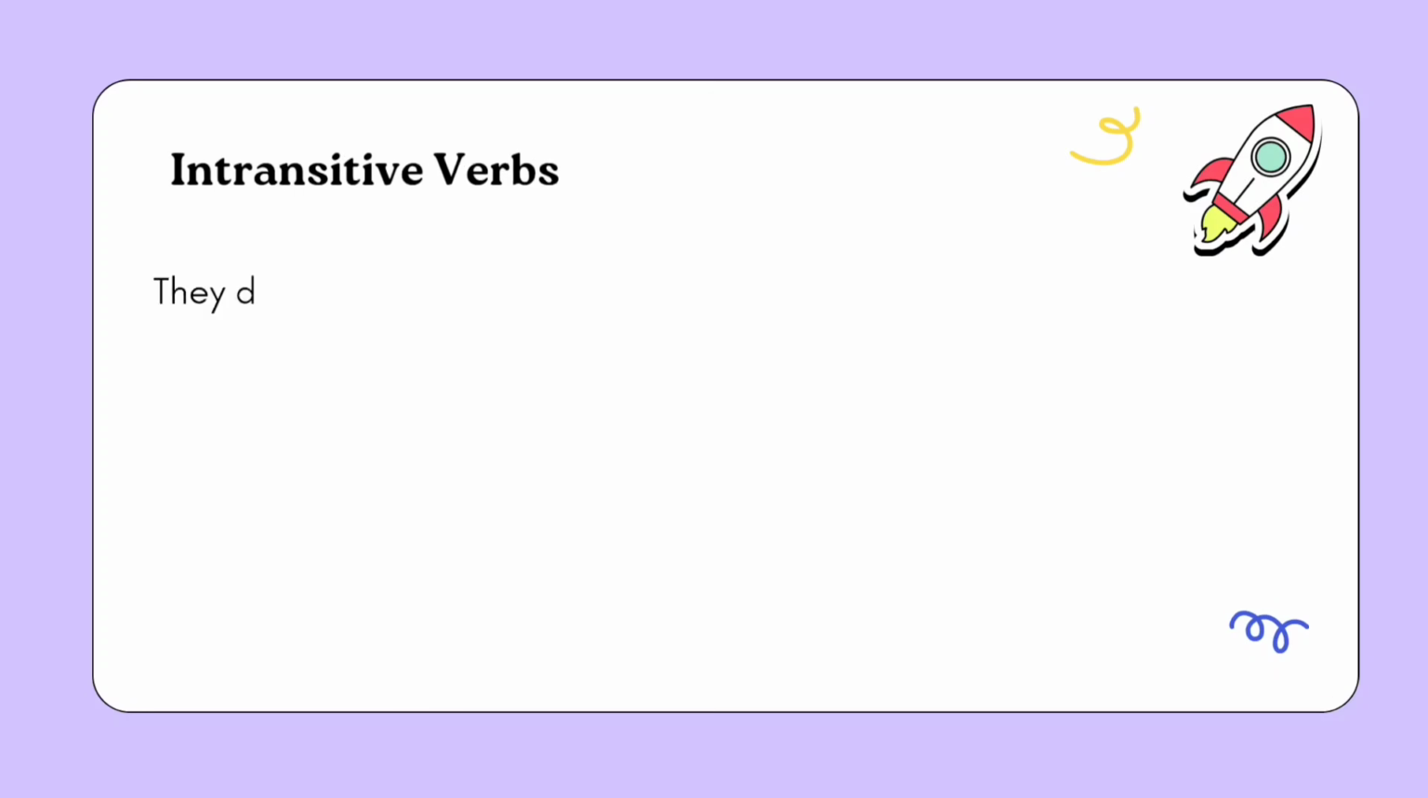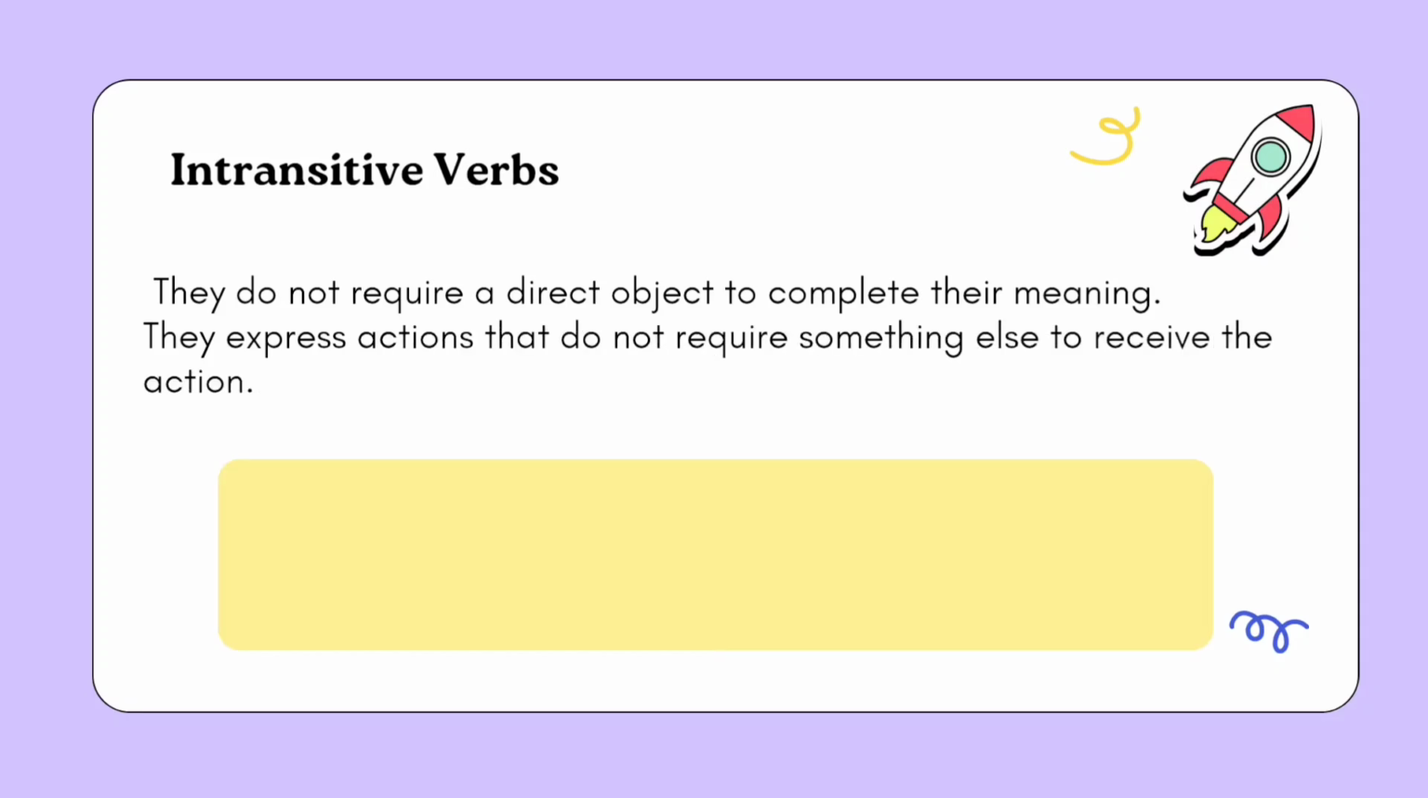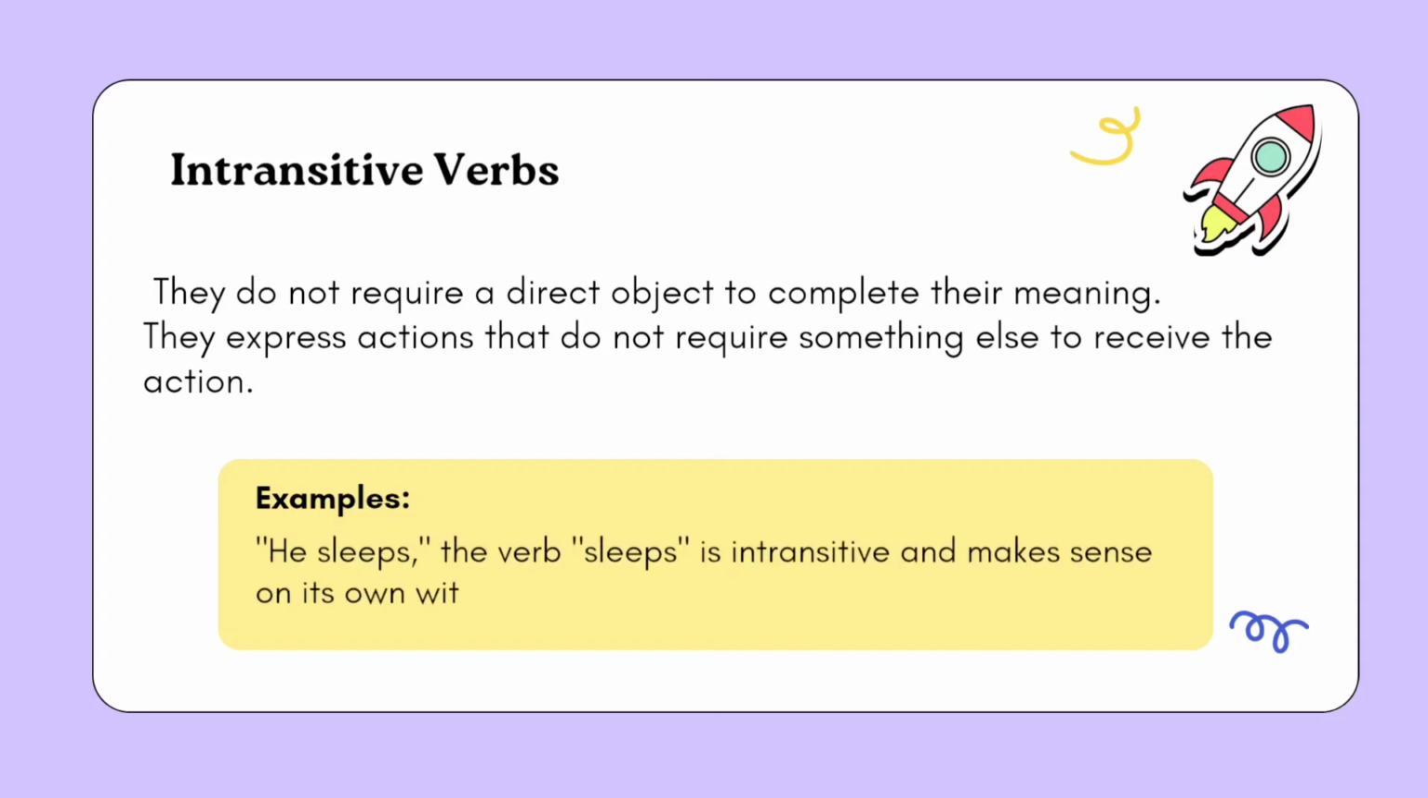Intransitive verbs. They do not require a direct object to complete their meaning. They express actions that do not require something else to receive the action. Example: he sleeps. The verb sleeps is intransitive and makes sense on its own without an object.